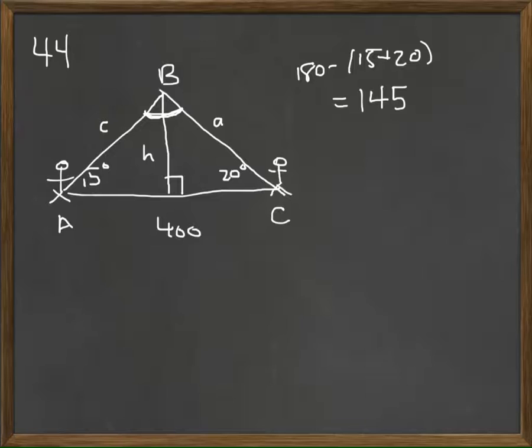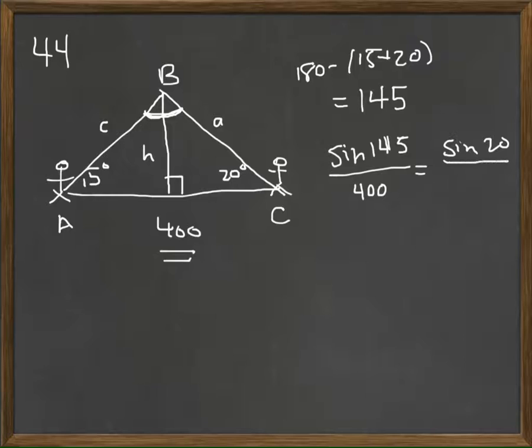So we're going to say sine of 145, that's the big angle at the top, that's B, over the 400, which is the side length across from that, equals sine of 20, because it's across from this side length that I'm looking for, and we'll call that C. If you cross multiply and solve, you're going to get 400 times sine of 20 divided by sine of 145.